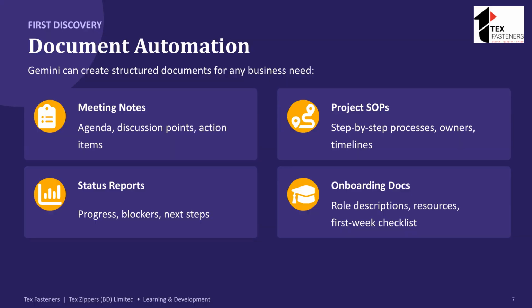Document automation can support many different business needs. For meeting notes, Gemini can create an agenda, capture discussion points, and organize action items. For project SOPs, it can structure step-by-step processes, owners, and timelines. For status reports, it can organize progress, blockers, and next steps. And for onboarding documents, it can structure role descriptions, resources, and a first-week checklist. The key idea is that Gemini can create the structure while you provide the specific business information.